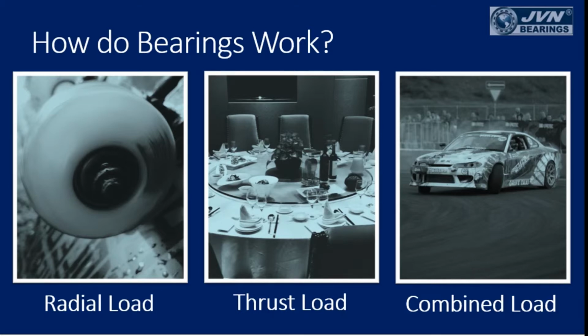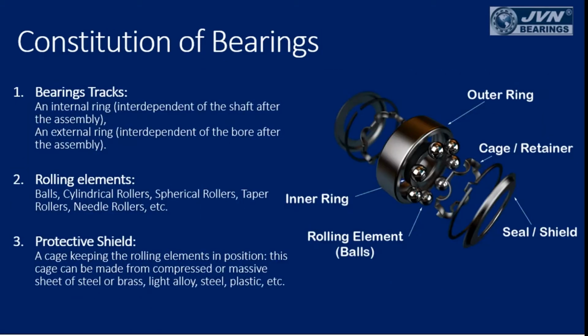A combined load is a load which acts perpendicular as well as parallel to the longitudinal axis. What this means is when a car is taking a turn, the radial load is the rotating wheel, whereas the axial load is the forward movement of the car itself. This is all possible with the help of bearing components.